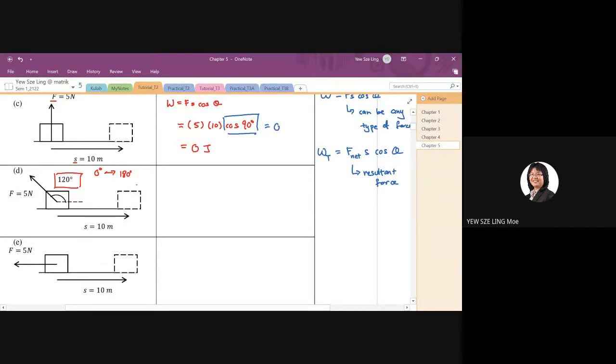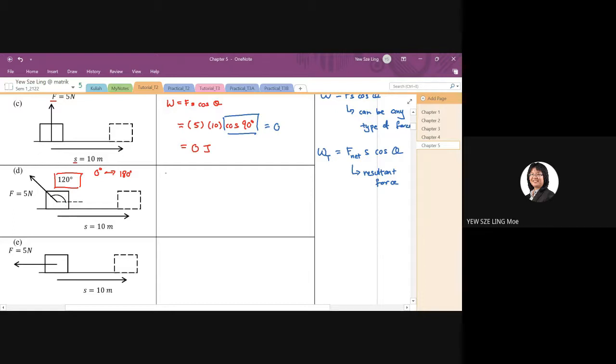When resolving a vector, we take the angle between 0 and 90. But when it comes to dot product questions, in work done, we take the angle between 0 and 180 degrees. It could be in the clockwise direction, it could be in the anti-clockwise direction. All right, so again, I'm going to show you two methods.